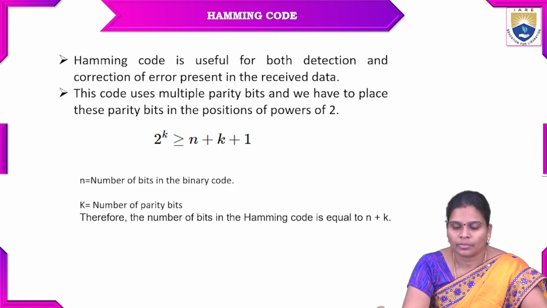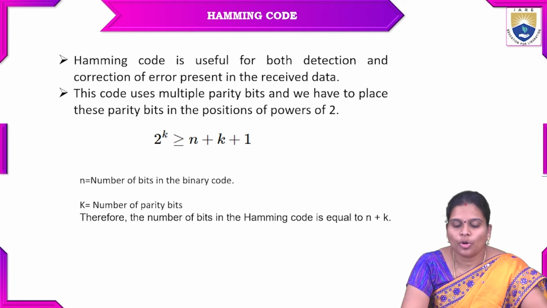Observing this one, this is the Hamming code. Hamming code is useful for both detecting and correcting errors present in the received data.